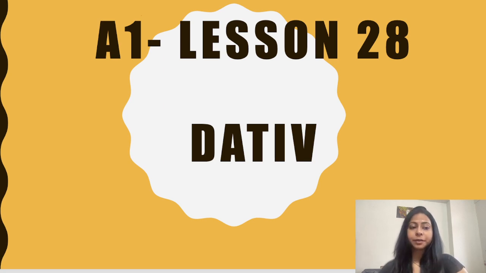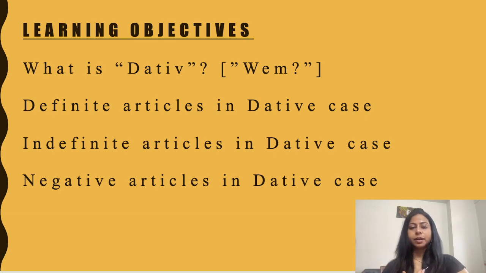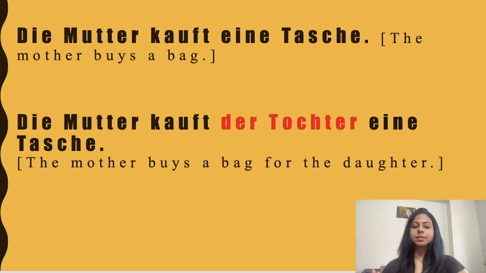So let's begin. We will be discussing what is dative, definite articles in dative case, indefinite articles in dative case, and negative articles in dative case. First let's look at the example. Die Mutter kauft eine Tasche, the mother buys a bag. Die Mutter kauft der Tochter eine Tasche, the mother buys a bag for the daughter. Now the first sentence just has one object, that is eine Tasche.